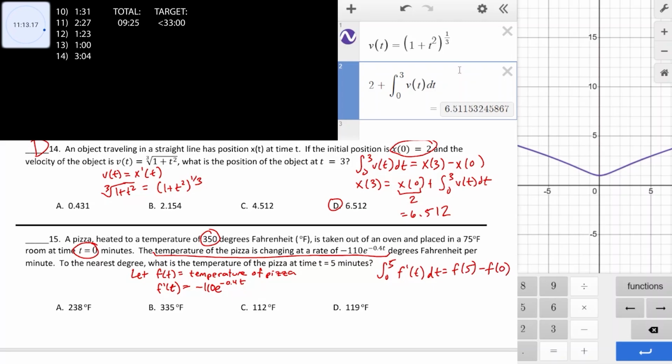So if we're interested in the temperature at time 5, we're going to add f of 0 to both sides. So f of 5, which is the temperature at time 5, is equal to the temperature at time 0, which is like your initial temperature, plus this accumulated change in temperature.